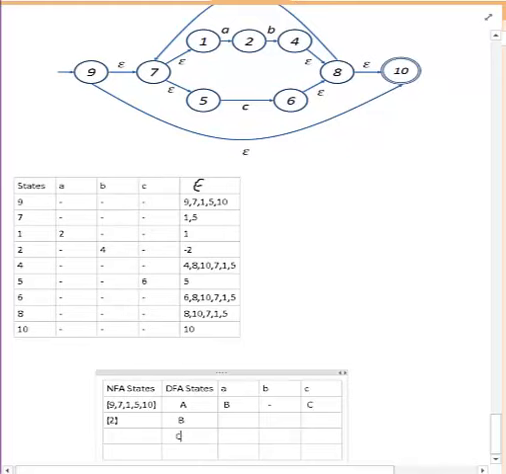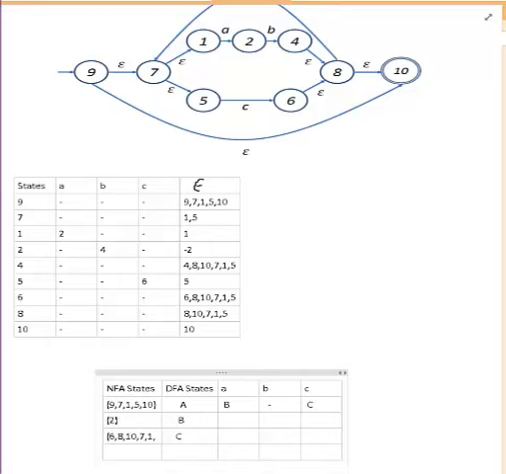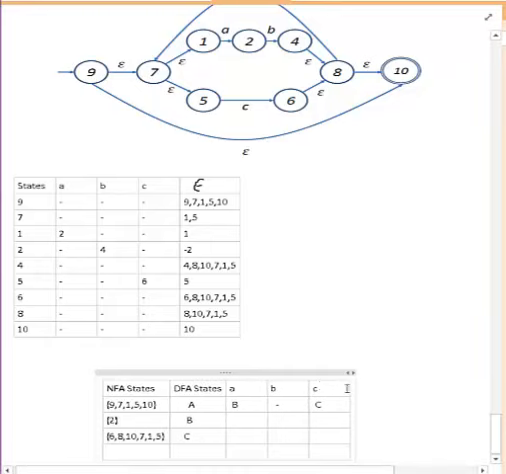And what else do I have in that? I have all those states that I can reach from the 5 after taking input C. That is, I will have the 6 in it, then 8, then 10, and on 8 I can go to 7, 1, 5. So this new state will be 6, 8, 10, 7, 1, 5. So all these together will now be called C.